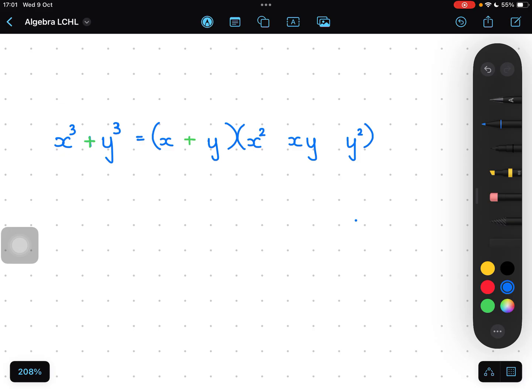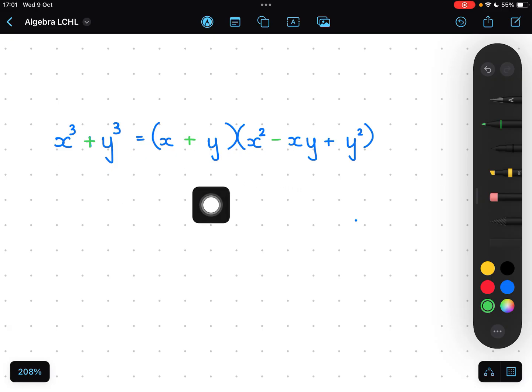Now, the last sign in these is always a plus. The first sign in the second bracket is always different to what we put in the first bracket. We've already used a plus, so we put that in as a minus.